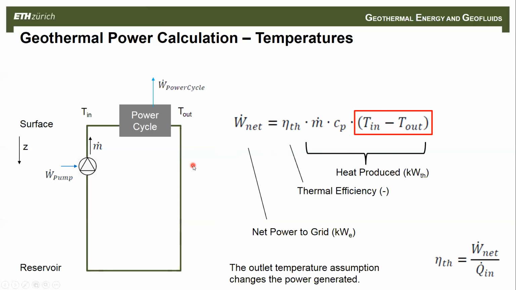Obviously, if you actually had a working plant, you could just use the actual values of heat going into your plant and heat coming out. But because we're just doing this first estimation, you have to guess at what these values are going to be, and it changes the power generated. If you guess a different value here, everything else constant, if T out is different, it's going to change the power that you generate. So we need to think about this a little bit.